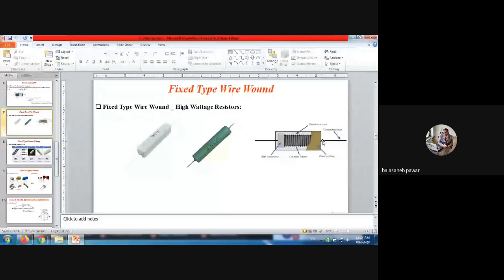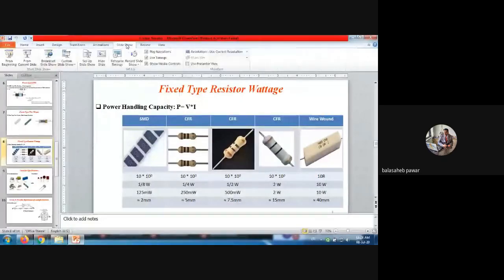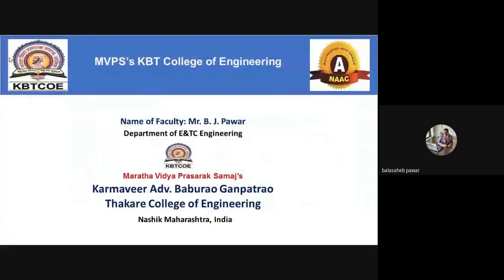connection, right? The resistance of the total wire wound on that ceramic material will decide the value of resistance of that resistor, and the current handling capacity of that wire will decide the wattage. How that wattage is to be calculated, that also we will discuss in the next slide. So next, here I will try to differentiate the various types of resistors in terms of their power handling capacity. Okay.